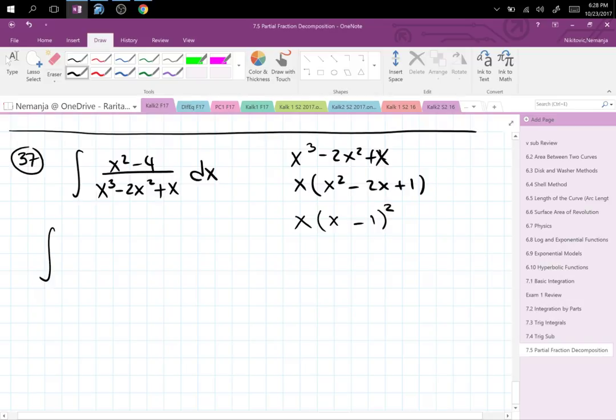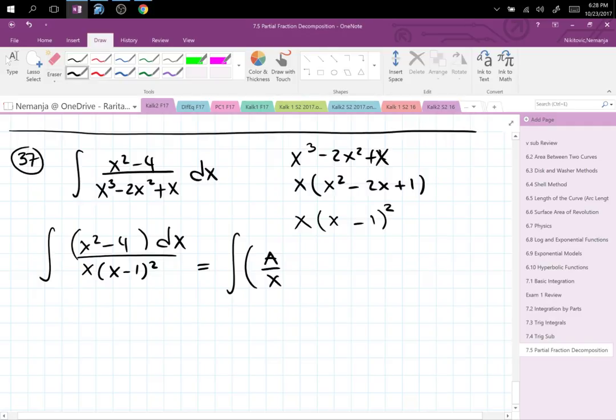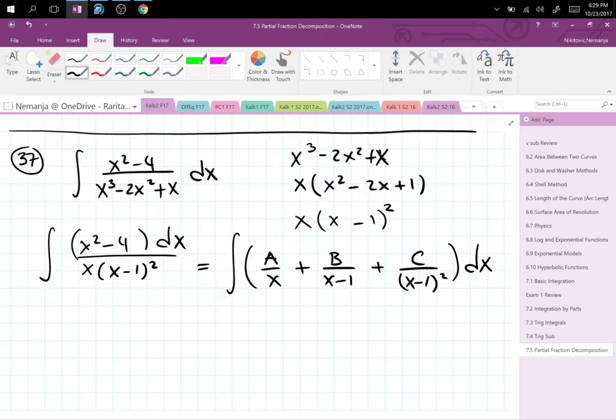So the problem is x squared minus 4 divided by x times (x minus 1) squared dx. So the setup is A over x plus B over x minus 1 plus C over (x minus 1) squared dx. So we have linear and then a repeated linear. Again, you must memorize those 4 setup cases so you can work this out.